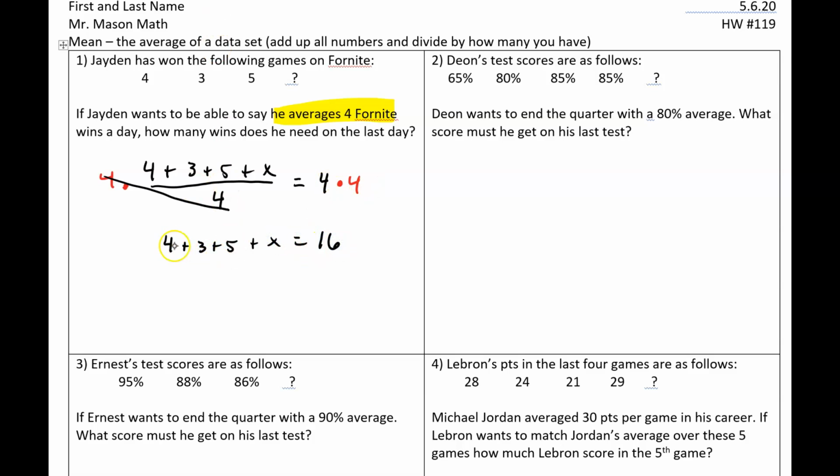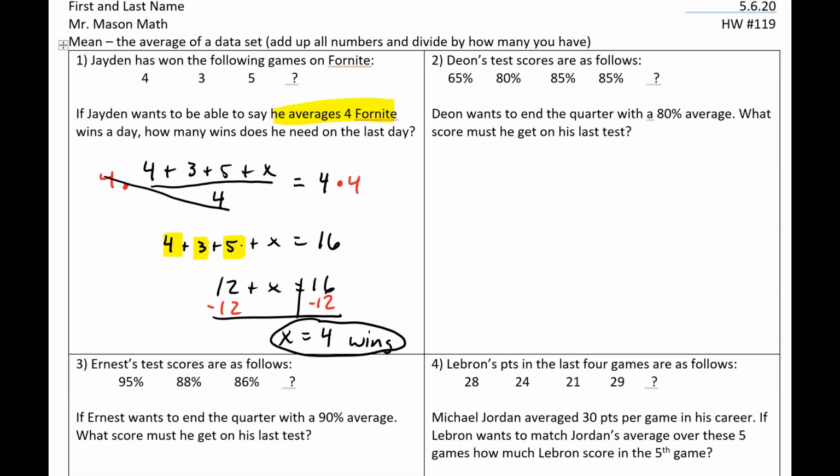Let's combine the like terms here. We got 4, 3, and 5. So 4 plus 3 is 7. 7 plus 5 is 12. So we have 12 plus x equals 16. And so hopefully now you're seeing that the amount of wins that he needs to have in his last day in order to say that he averages 4 wins happens to be 4 wins. Please circle your answers. Please make sure you show all work like I have. I do not need you to write out the question.